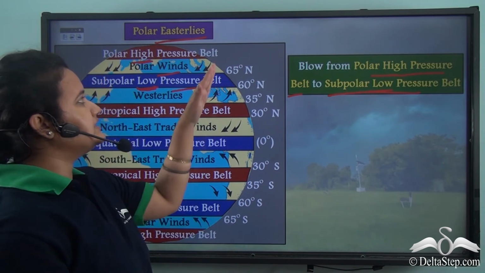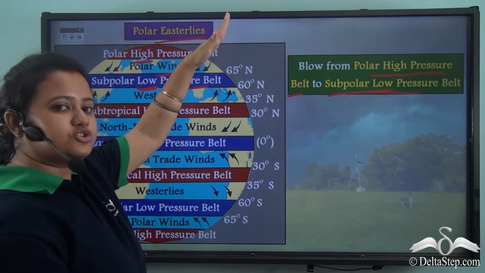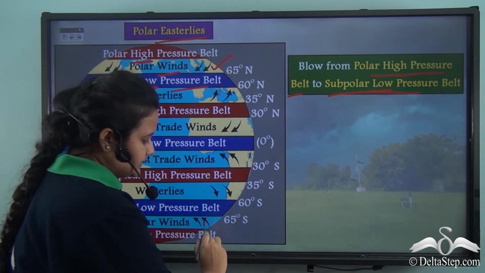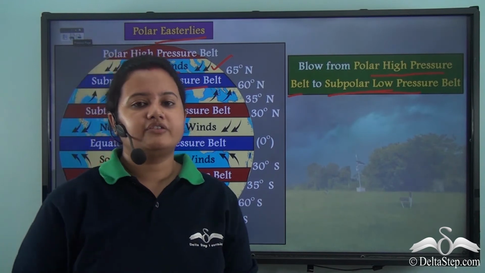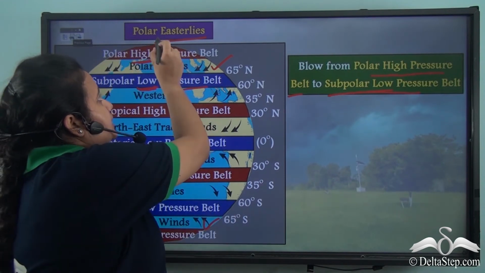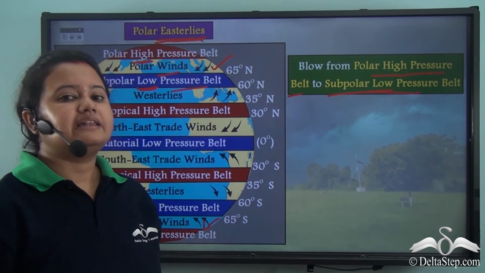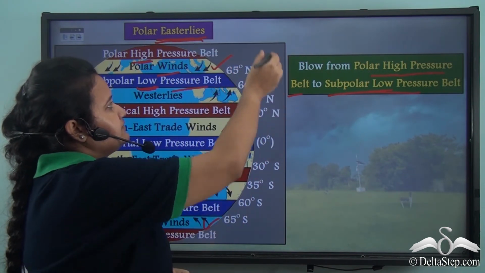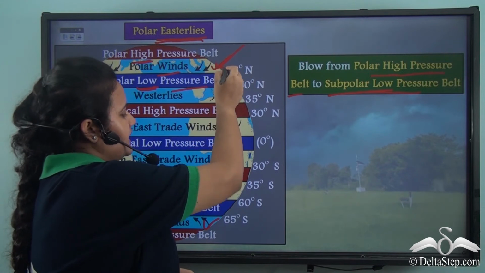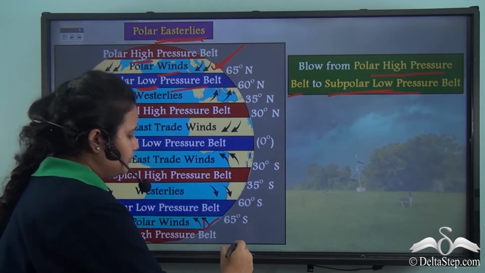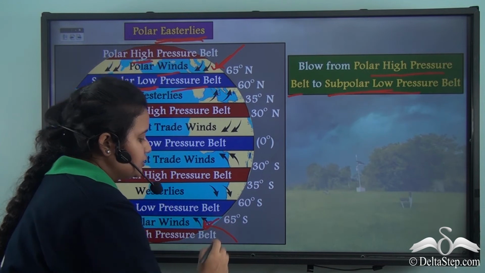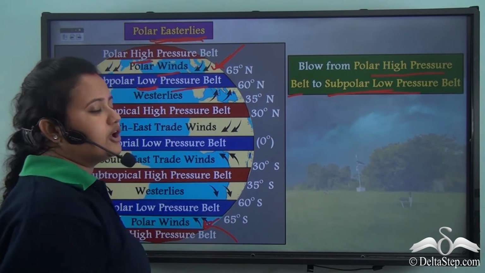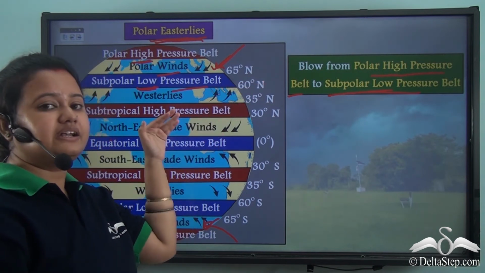So the polar winds blow from polar high pressure to polar low pressure belt, both in the northern and in the southern hemisphere. Now, polar winds are also called polar easterlies because they come from eastern direction. See, in the northern hemisphere they are blowing from northeast, and in the southern direction they are blowing from southeast. So polar winds are also known as polar easterlies because they come from eastern direction.